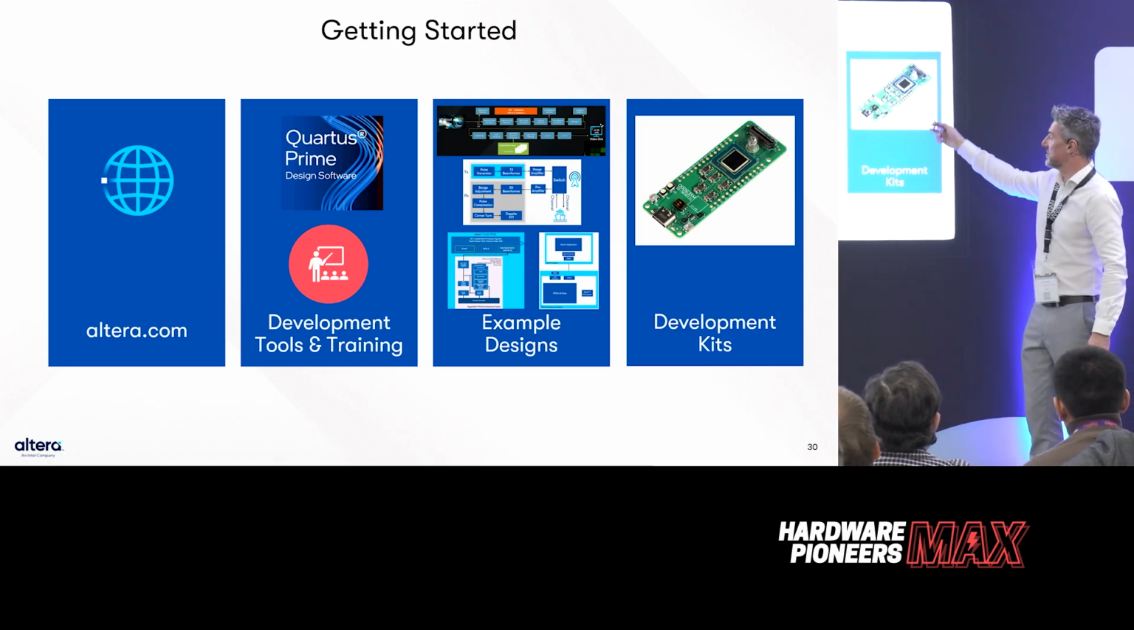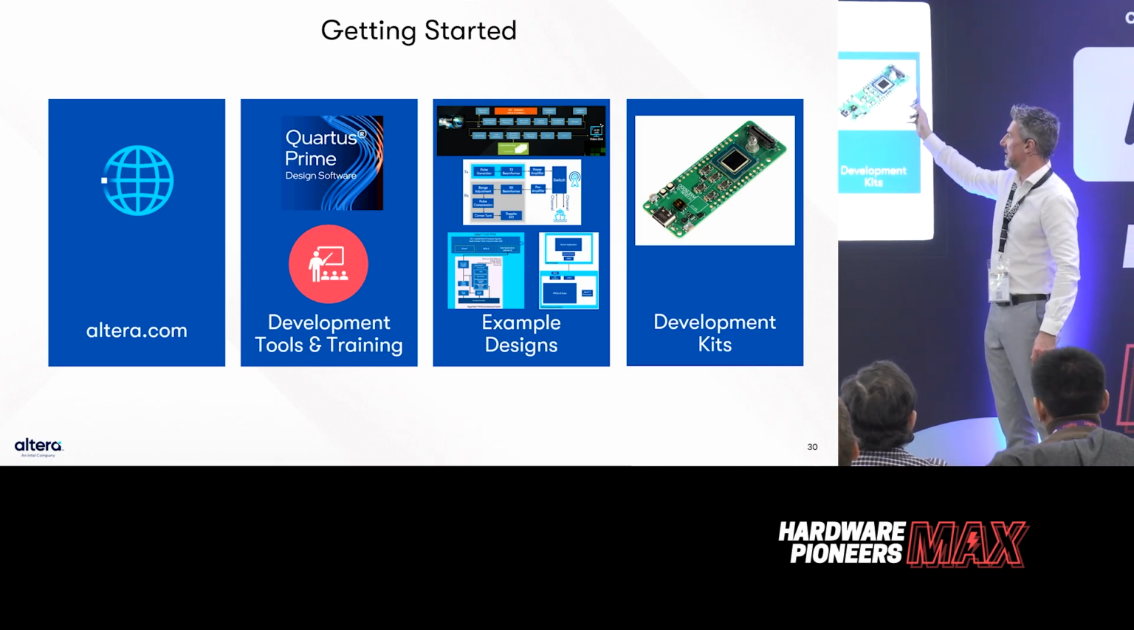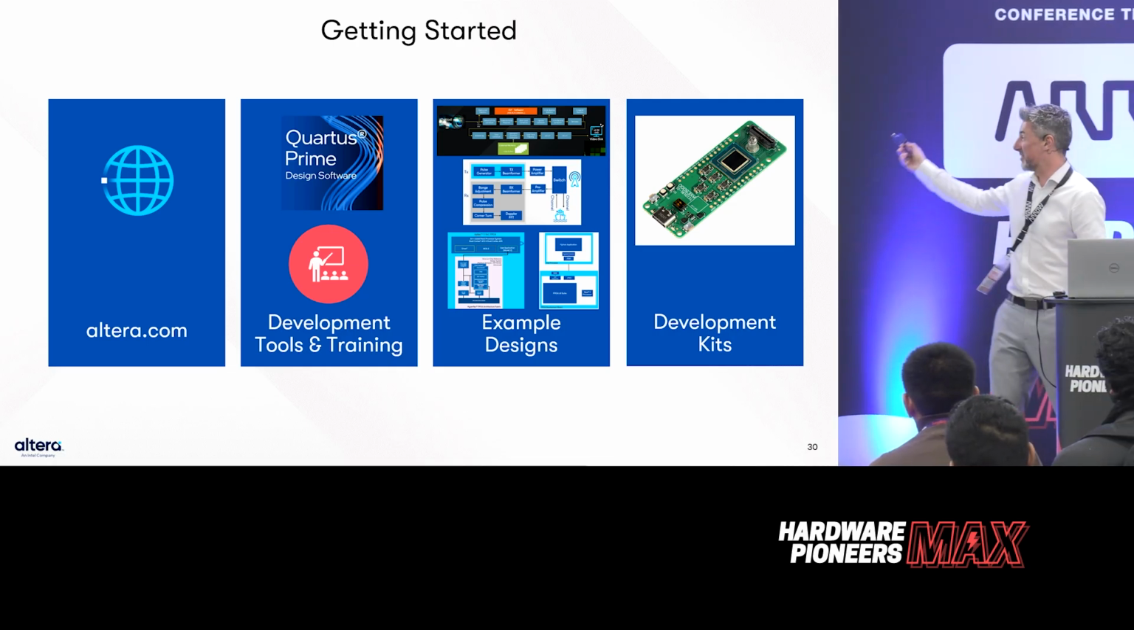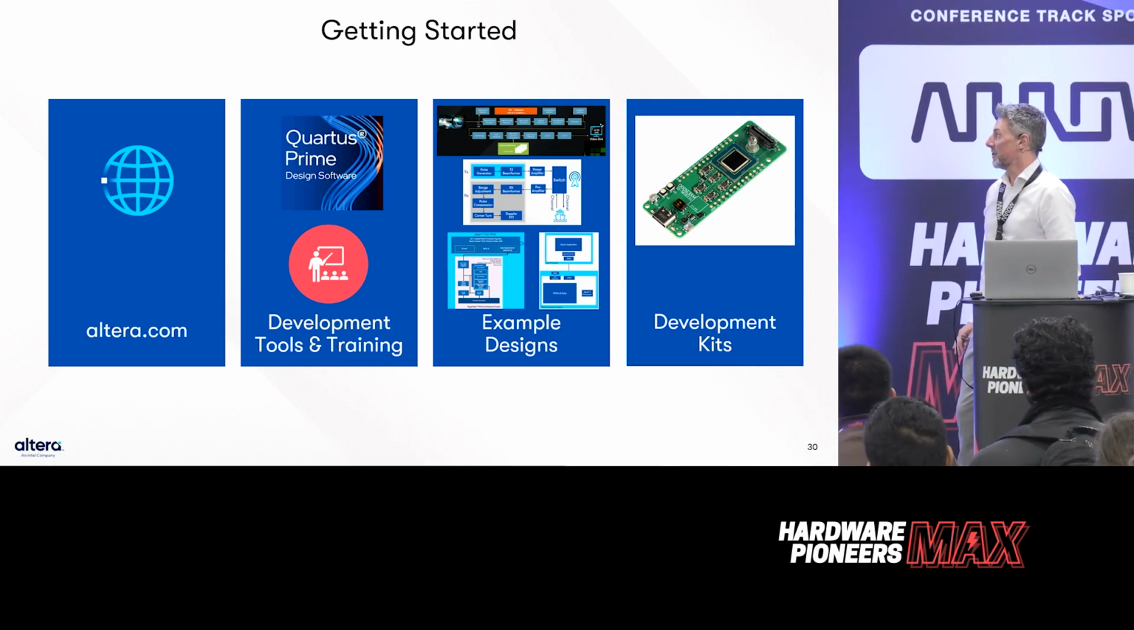Lots of nice dev kits. This is a new one from Trenz as well. This is the Agilex 5 family on here. Nice little form factor, Raspberry Pi style. I think that's about $80, that board. So there's a bunch of stuff.